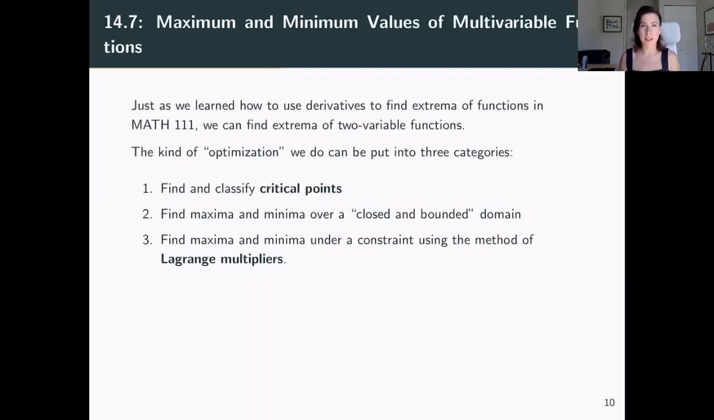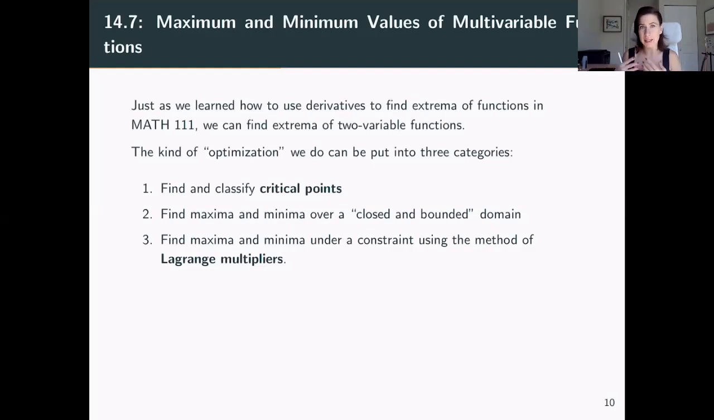We're following a very similar path to what we did in Math 111, where once we had our techniques for differentiation, we shifted to using those derivatives to find out the behavior of a function. So we had the first derivative test to figure out where we were increasing or decreasing. We had the second derivative test to find local minima or maxima. And we're now going to do basically the exact same thing with multivariable functions.